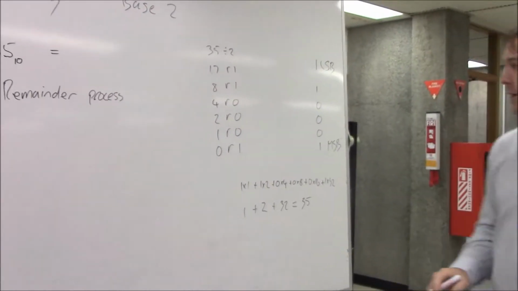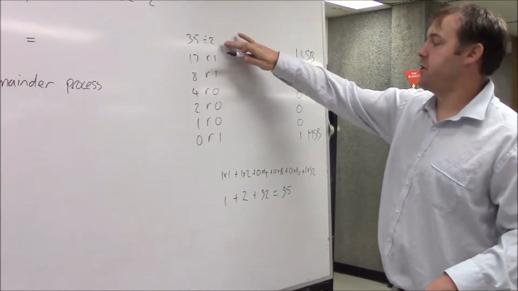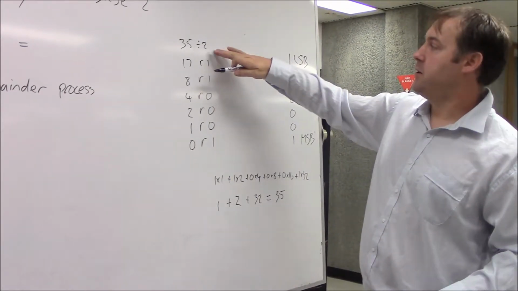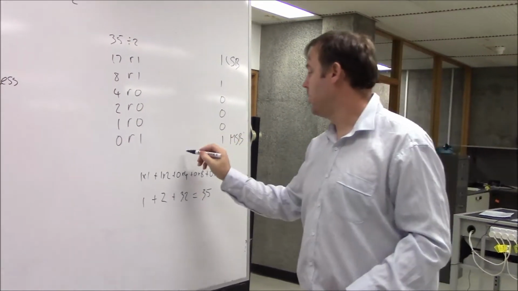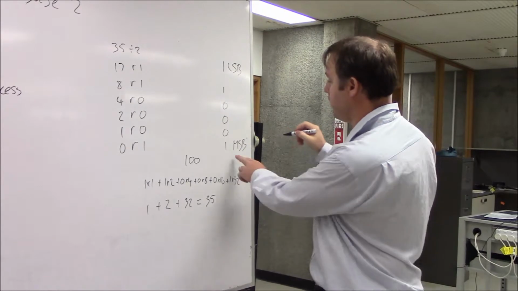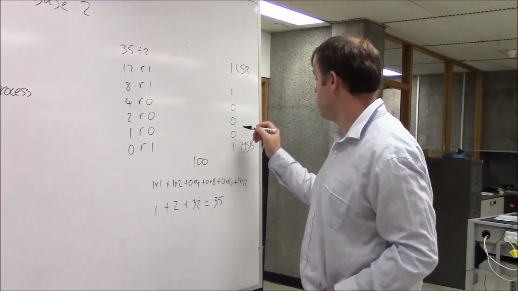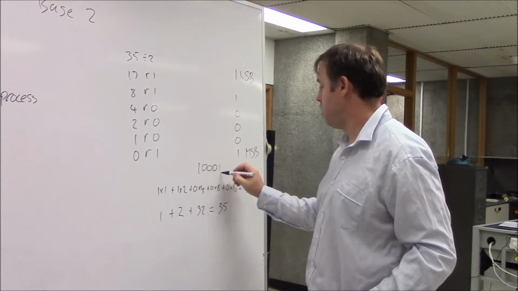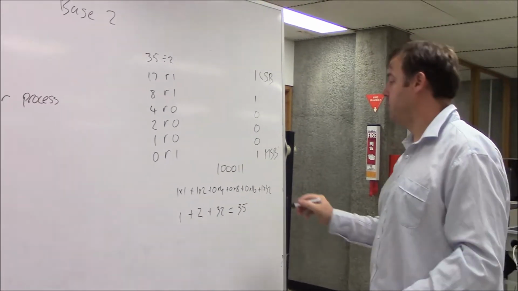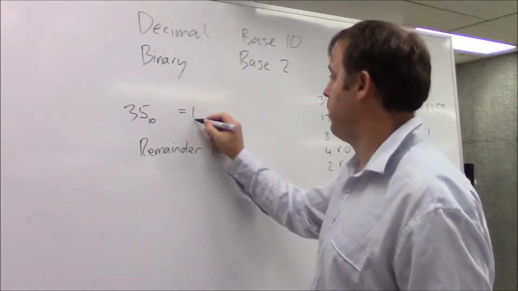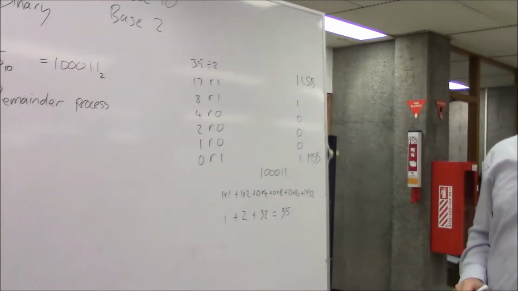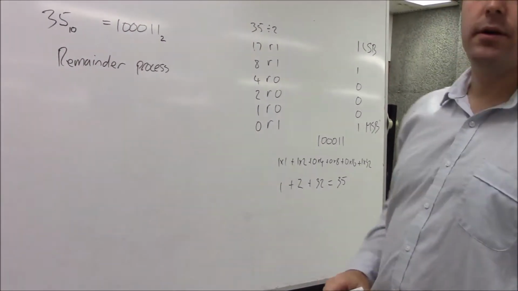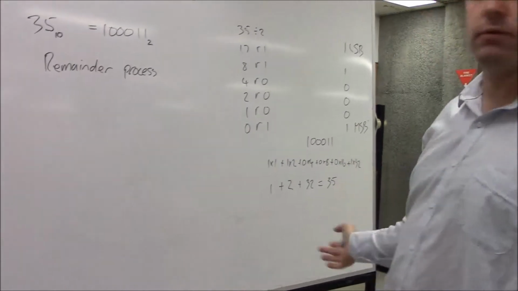Okay, so this is the remainder process to get from a decimal to a binary. So I would write this 1 0 0, starting from the most significant bit on the left, 1 and 3 zeros, 1 1. Okay, so 35 is 1 0 0 0 1 1. Basically, you pretty much just divide the number by 2, and then you just record the remainder. Record the remainder and repeat the process.